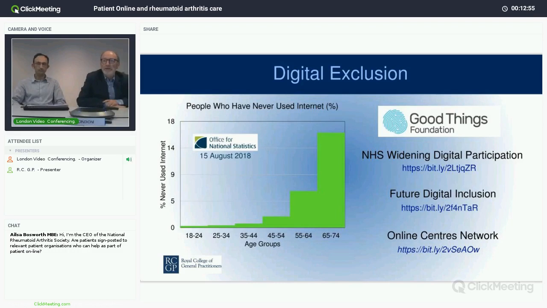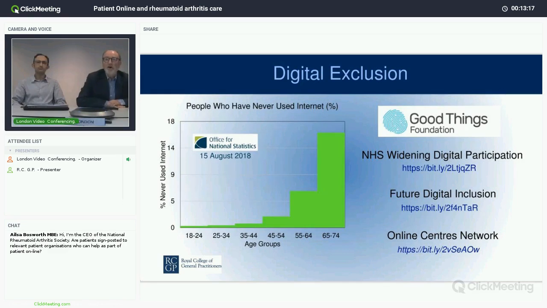And the Good Things Foundation has done an awful lot of work over the last few years. There's some links here about projects. The first one with NHS England, the second one with the Department of Education, are all about finding ways to make it possible for people to learn to use the internet and to use it safely and securely.